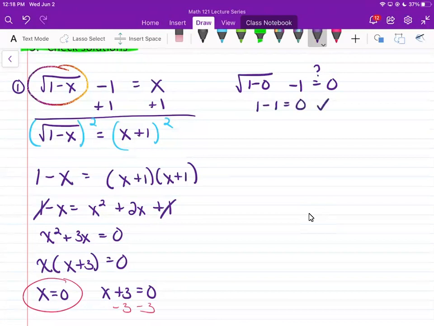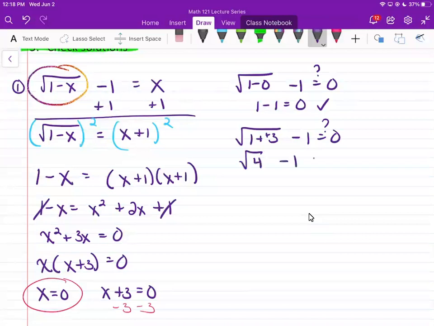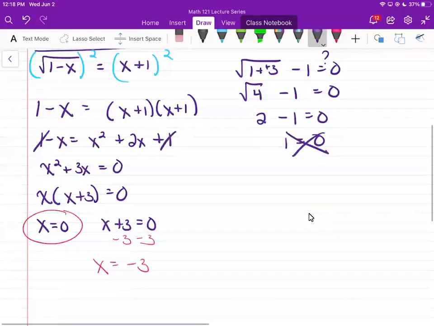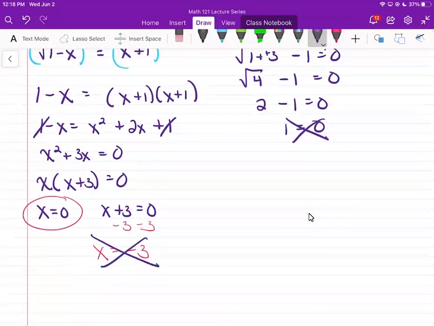Now using -3, I'm going to plug in the square root of 1 minus -3, minus 1 equals 0. This becomes plus a positive, so I get the square root of 4 minus 1 equals 0, or 2 minus 1 equals 0. 2 minus 1 is 1, which does not equal 0, so this solution does not work.